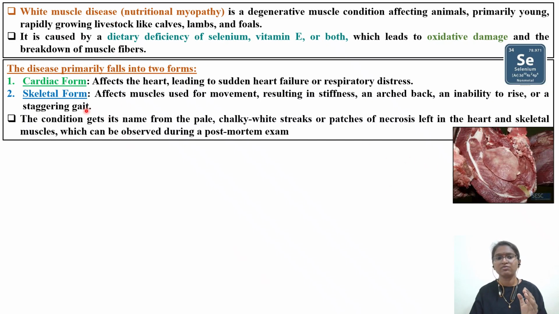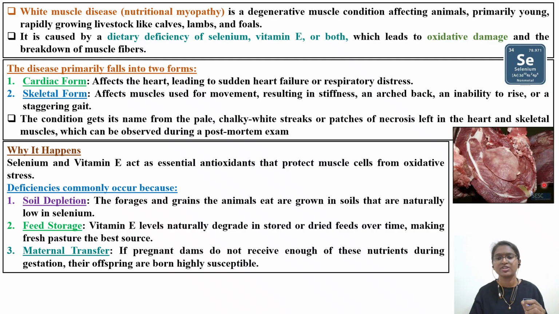The second one is the skeletal form. It affects muscles used for movement, so these calves are unable to walk. They show a staggering gait, resulting in stiffness, an arched back, and inability to rise. The condition gets its name from the pale, chalky whitish streaks or patches of necrosis in the heart and skeletal muscles, which can be observed whenever you do a post-mortem examination. Cut open the animal and you can see this hallmark. This is the identification for selenium deficiency.